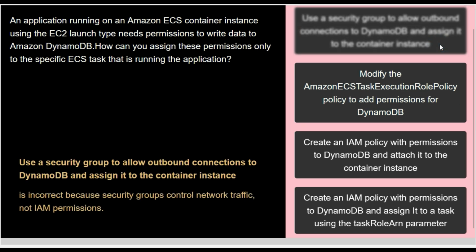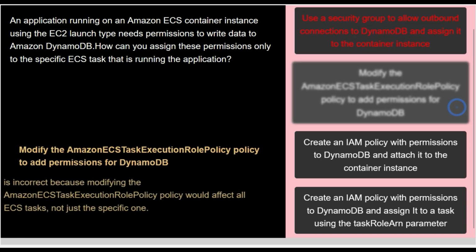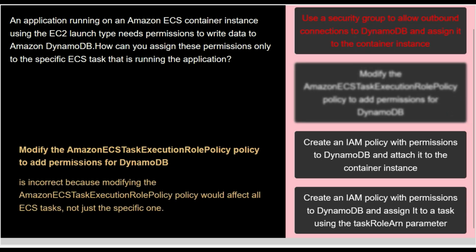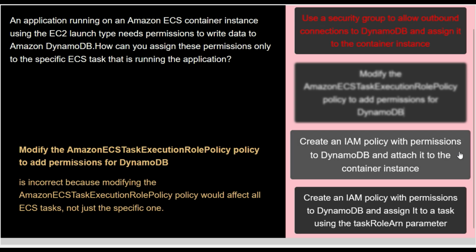Option 1: use a security group to allow outbound connections to DynamoDB and assign it to the container instance. This option is incorrect because security groups control network traffic, not IAM permissions. So option 1 is the wrong answer. Option 2: modify the Amazon ECS task execution role policy to add permissions for DynamoDB. This option is incorrect because modifying the Amazon ECS task execution role policy would affect all ECS tasks, not just the specific one. This is why option 2 is also the wrong answer.